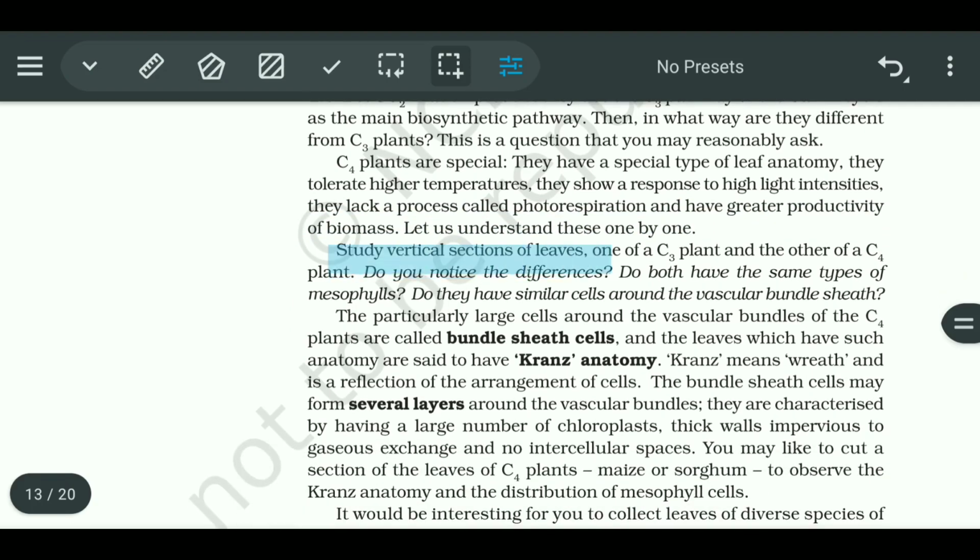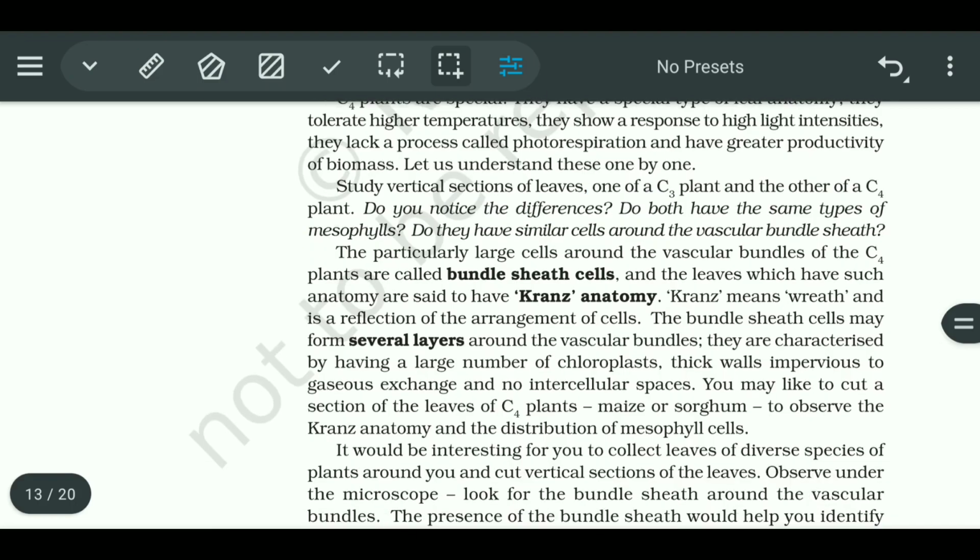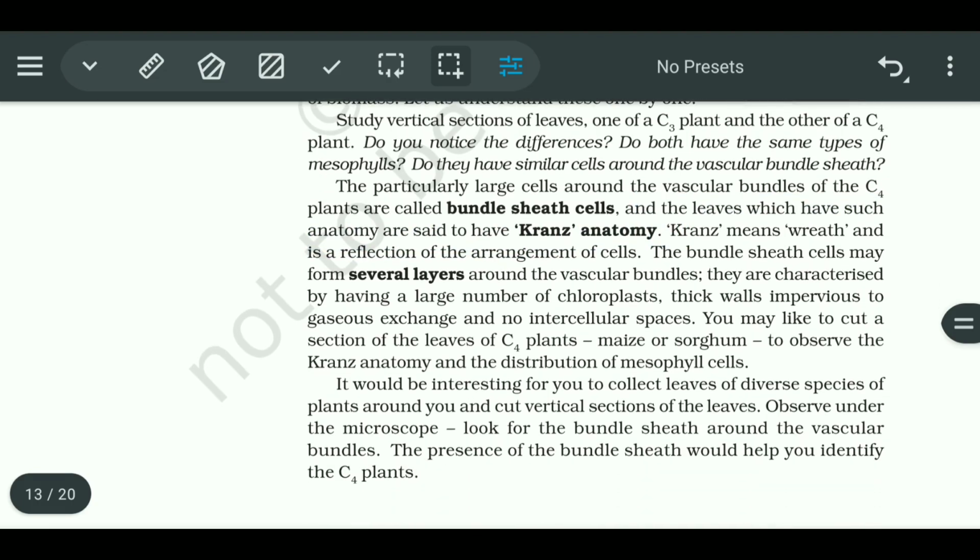Study vertical sections of leaves, one of a C3 plant and the other of a C4 plant. Do you notice the differences? Do both have the same types of mesophyll? Do they have similar cells around the vascular bundle sheath? The particularly large cells around the vascular bundles of the C4 plants are called bundle sheath cells, and the leaves which have such anatomy are said to have Kranz anatomy. Kranz means wreath and is a reflection of the arrangement of cells.